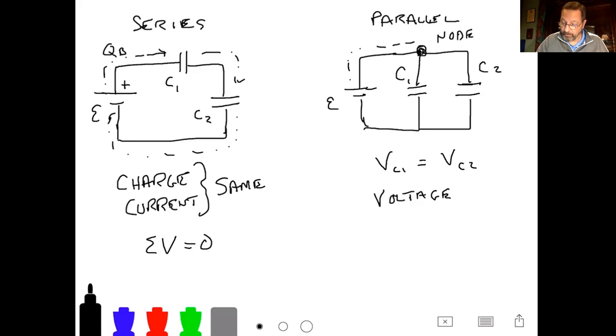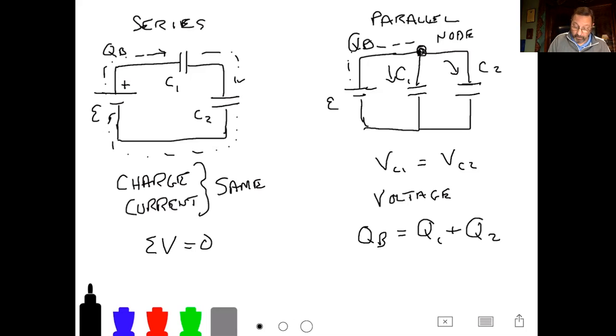The charge which leaves the battery here has to be equal to the charge which goes to capacitor 1 plus the charge which goes to capacitor 2. Conservation of charge requires it. It doesn't have any place else to go when it hits that node. The charge leaving the battery doesn't get created or destroyed, but it either goes to capacitor 1 or capacitor 2, and the sum of those two has to be the charge that left the battery.